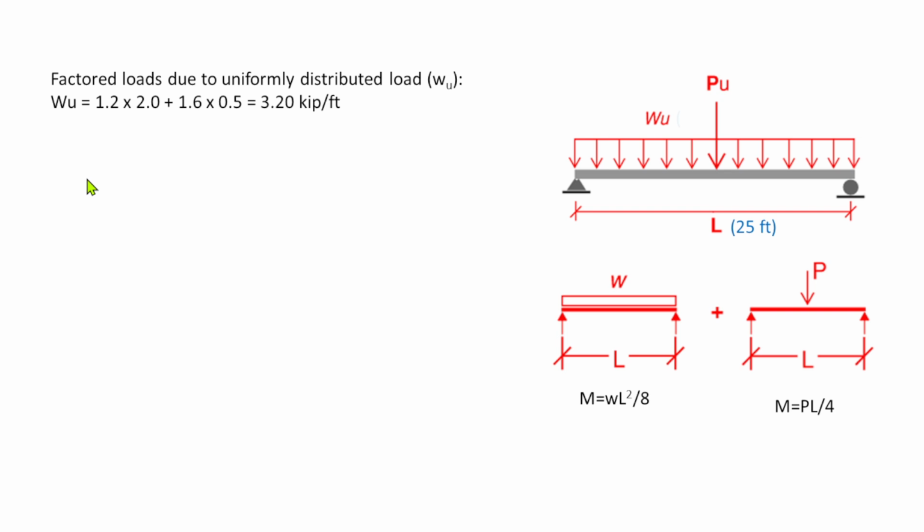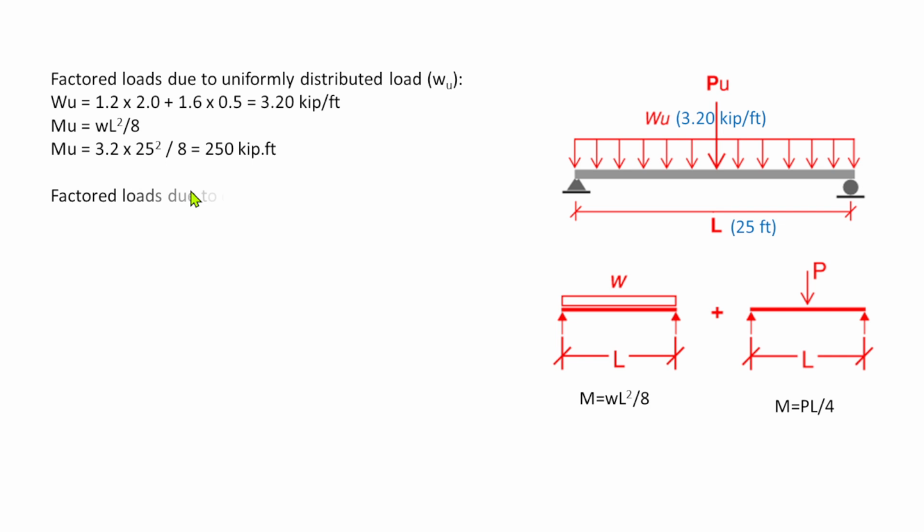So we'll calculate first the uniform factored load. We have 1.2 times the dead load, 2.0, plus 1.6 times the live load, 0.5. Then we'll get 3.2 kPa per foot. Then the moment of the uniformly distributed load for a simple beam is WL squared over 8. Substituting all those values, 3.2 times 25 squared all over 8, we'll get 250 kPa per foot.